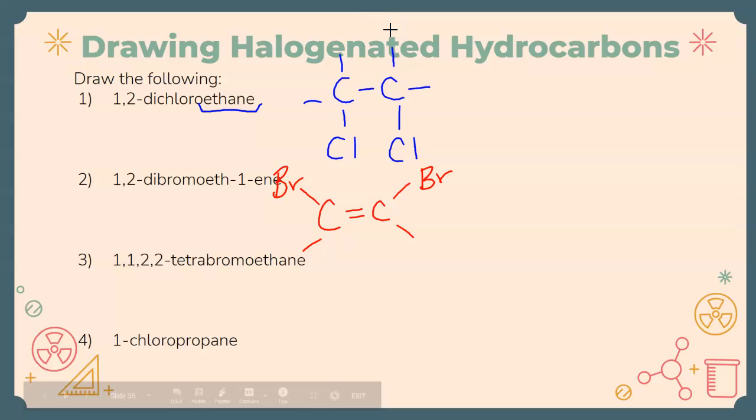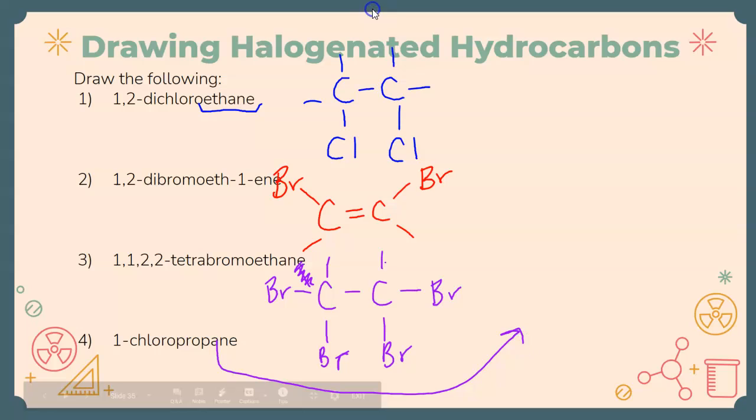Let's go to the next example. So 1,1,2,2-tetrabromoethane. So ethane still has 2 carbons connected together. And I would have 1, 2, 3, 1, 2, 3 connections. I would have 2 of them being bromines on either side, and then these 2 blank ones would be my hydrogen. Sorry, this is a mistake. Just ignore that.